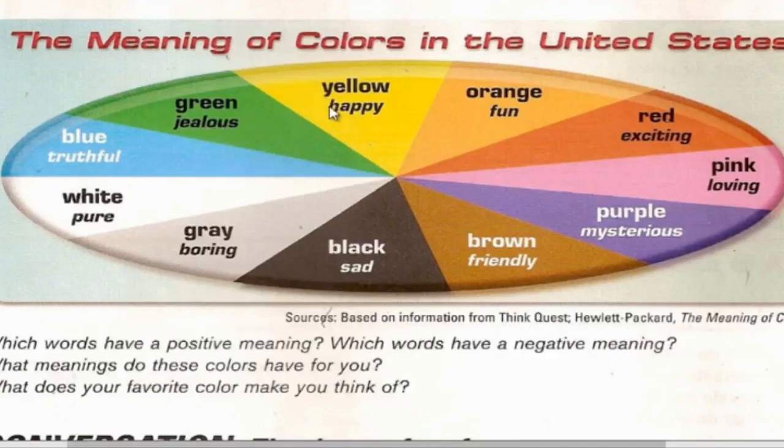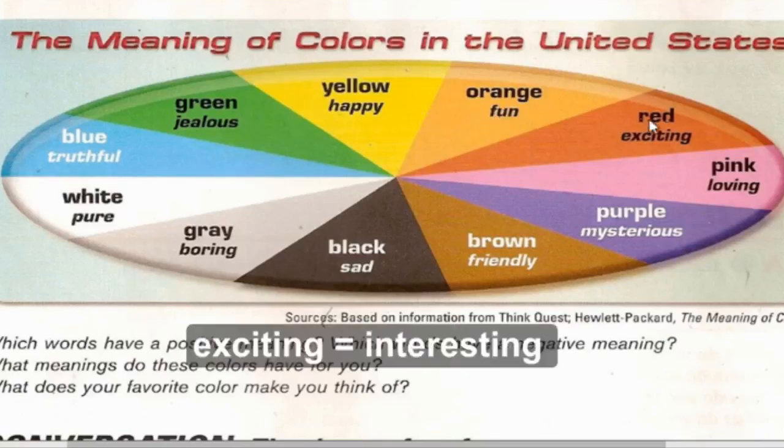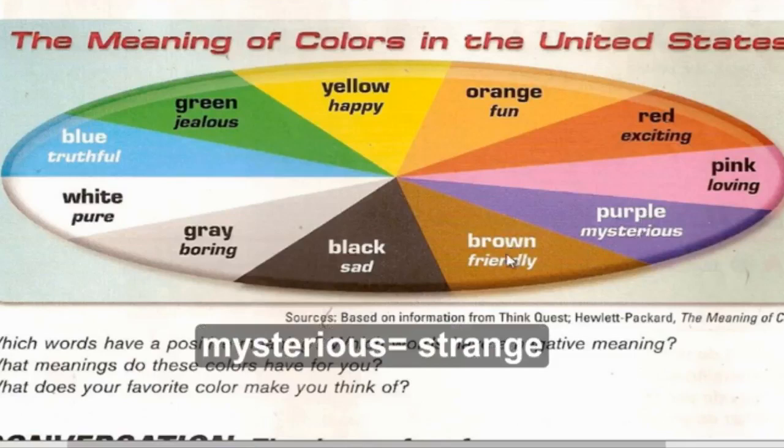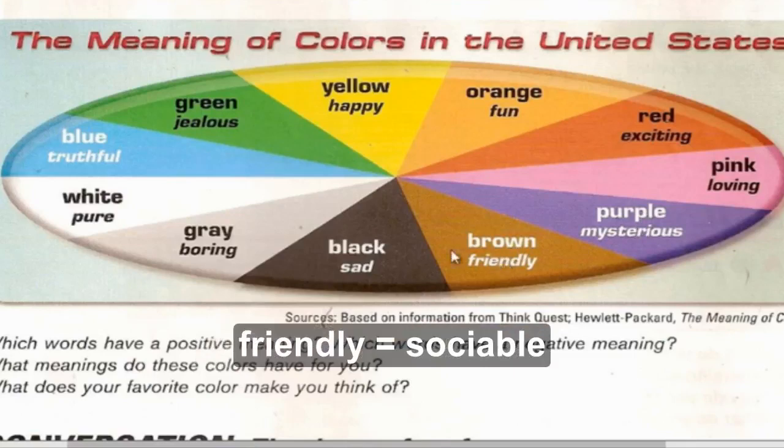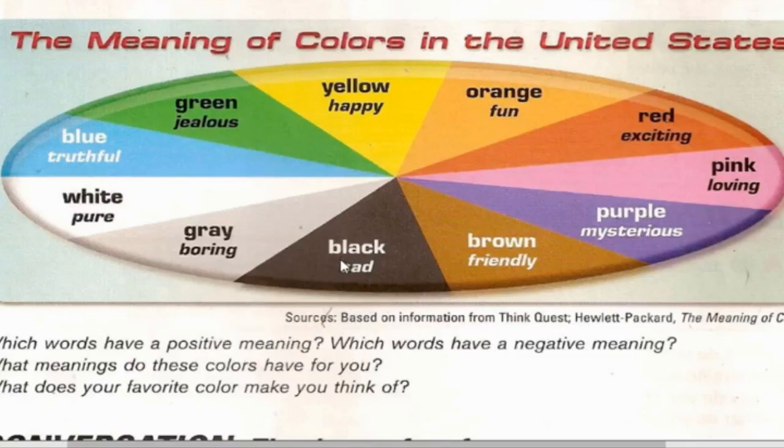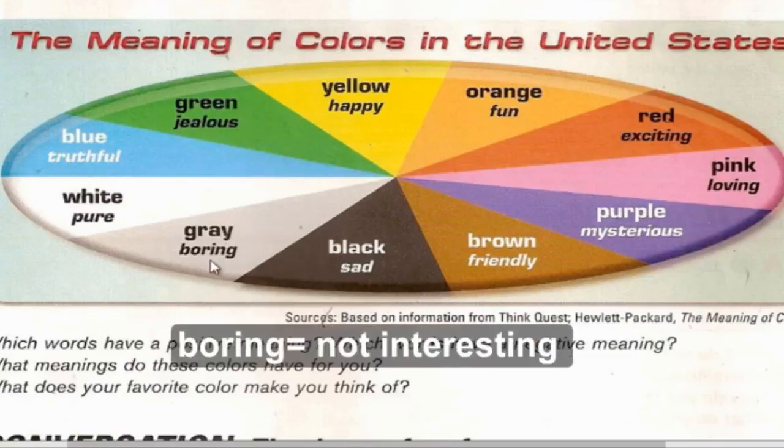Yellow. Happy. Orange. Fun. Red. Exciting. Pink. Loving. Purple. Mysterious. Brown. Friendly. Sociable. Black. Sad. Gray. Boring. Not interesting.